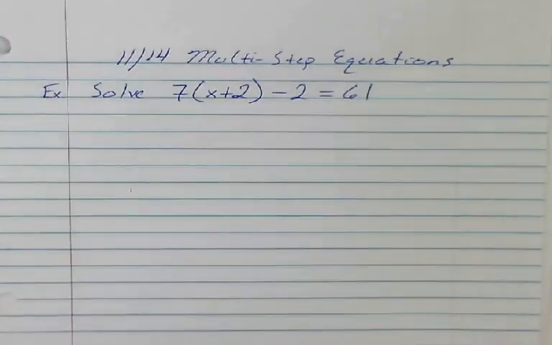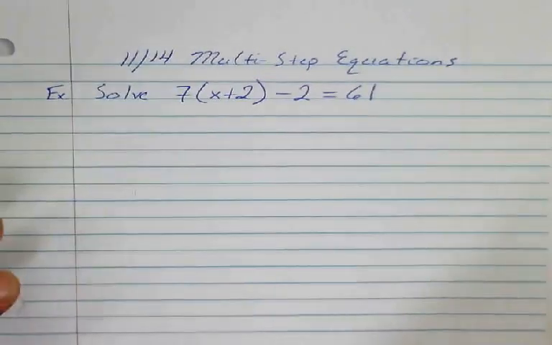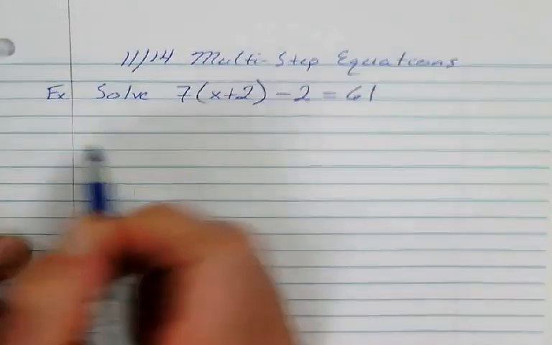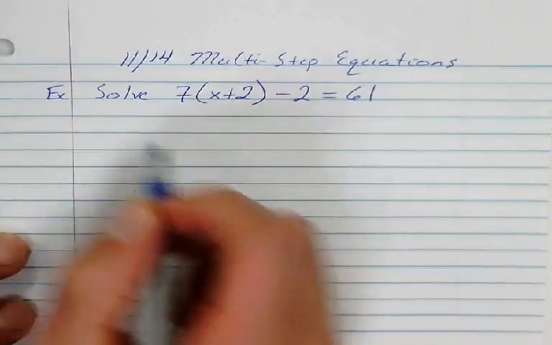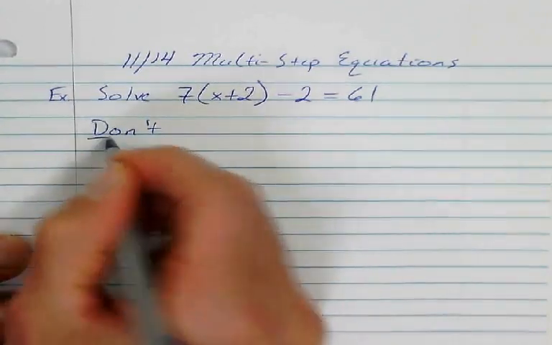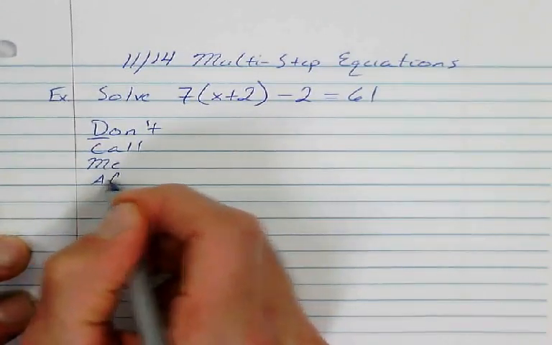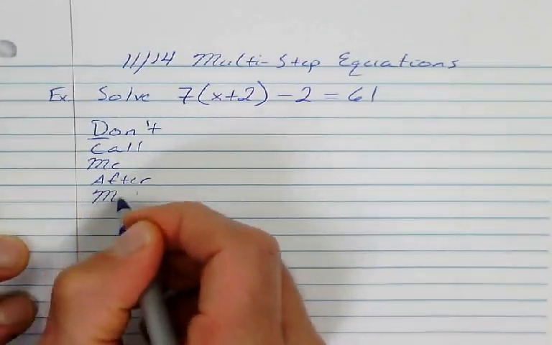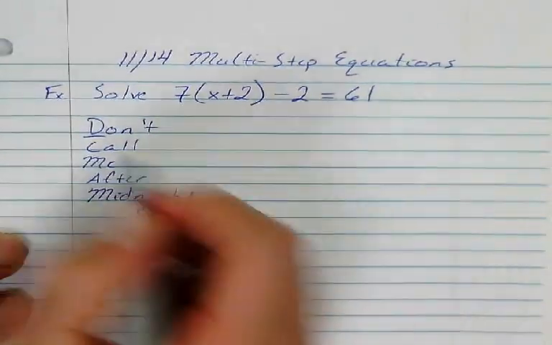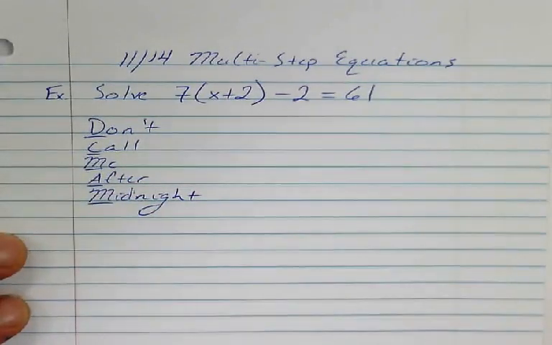All right, in the math world we call this a multi-step equation because we're going to do multiple things. And I have a trick, or a saying, I guess it's an acronym because it stands for the steps on how we're going to go about this. Our steps are going to be: Don't call me after midnight. Don't call me after midnight. And I want you guys to underline the first letter of each word because that's what you're going to remember.